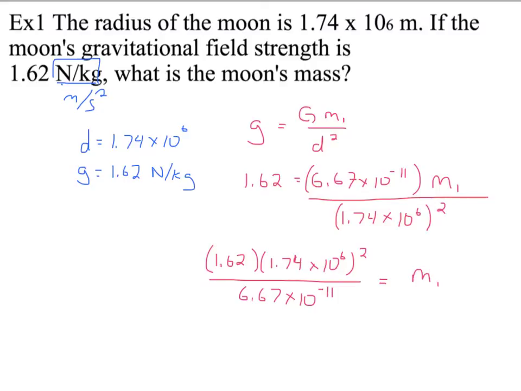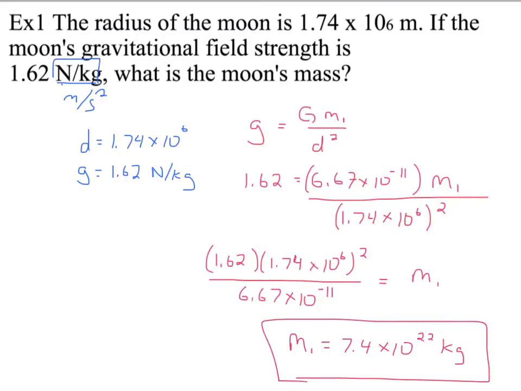And if we solve this thing for mass, we can say mass 1 is 7.4 times 10 to the 22 kilograms. There it is. That is the mass of the Moon.